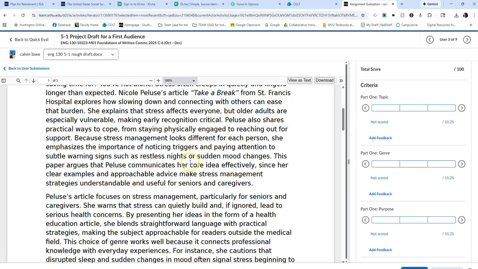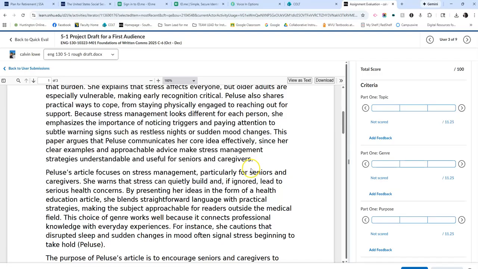You could say, while Pelosi's article addresses seniors and caregivers, such and such group could also benefit from what she has to say in the article. Take a break, right? And then that's the audience you allude to there; that new audience would be your audience. Then you go on to talk about how that different audience would benefit from her article. So that's something that needs to be clarified there.